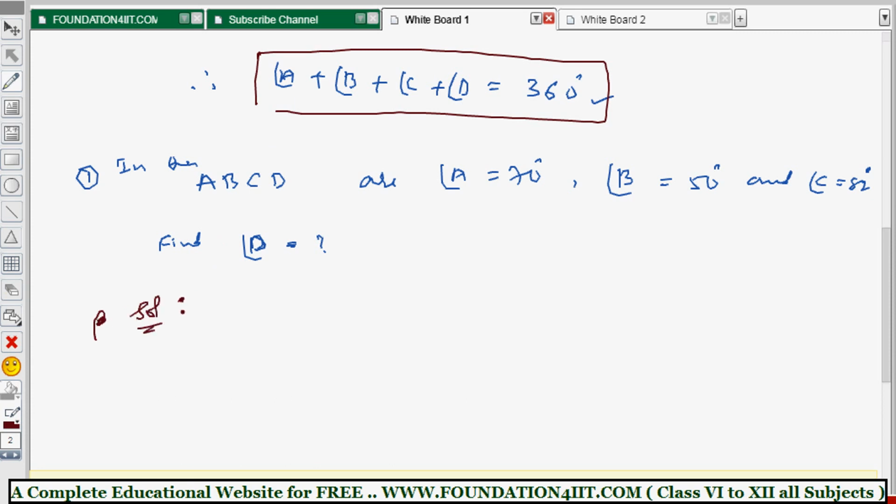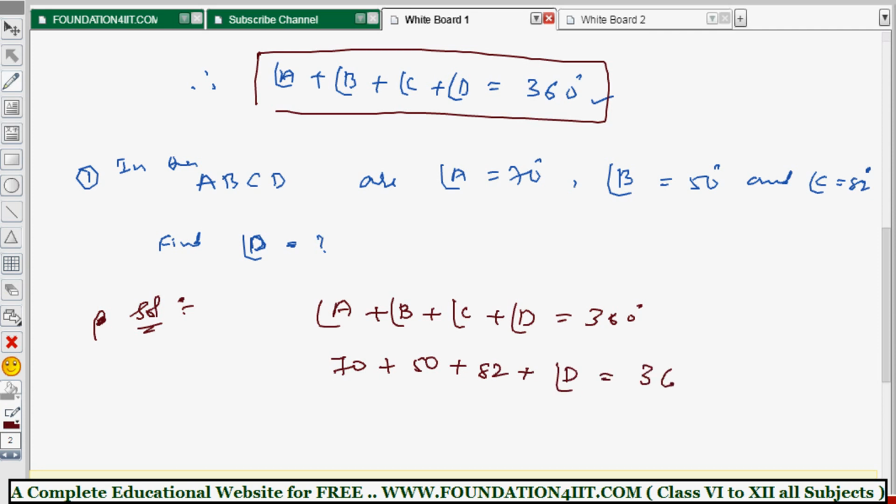So same theorem if you apply. The sum of the angles in a quadrilateral is 360 degrees. Therefore, angle A plus B plus C plus D is equal to 360 degrees. So here A is given 70, B is 50 and C is 82. Angle D we don't know, we need to find out, write as it is.